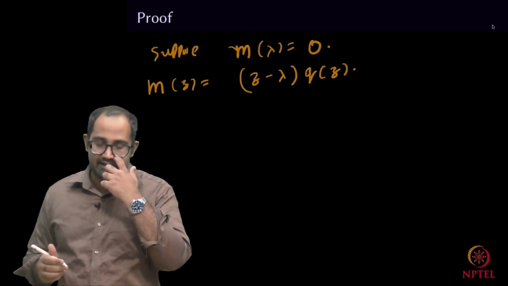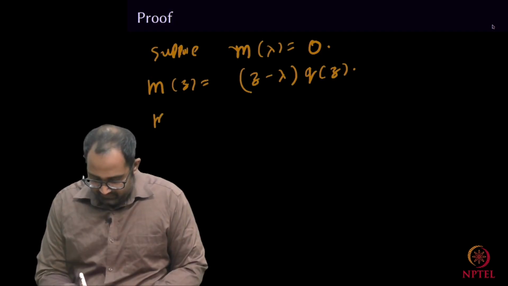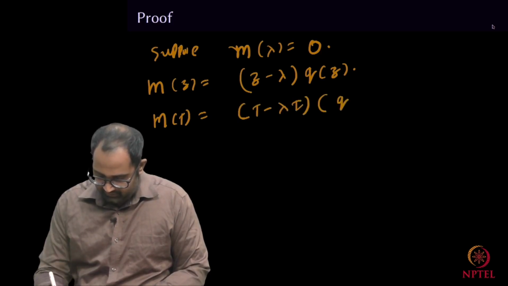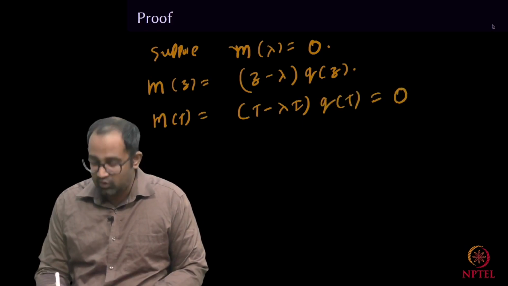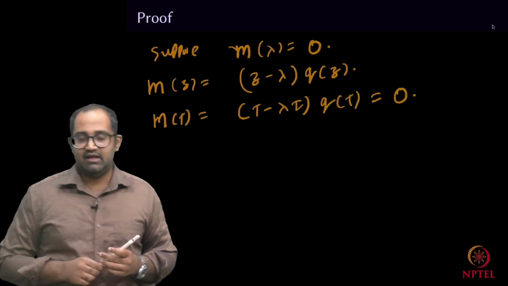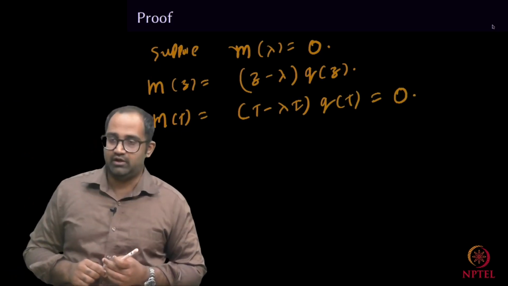Now apply T. So m(T) is (T − λI) q(T), which in turn equals 0 because m is an annihilating polynomial. It kills T. Therefore, (T − λI) q(T) equals 0.